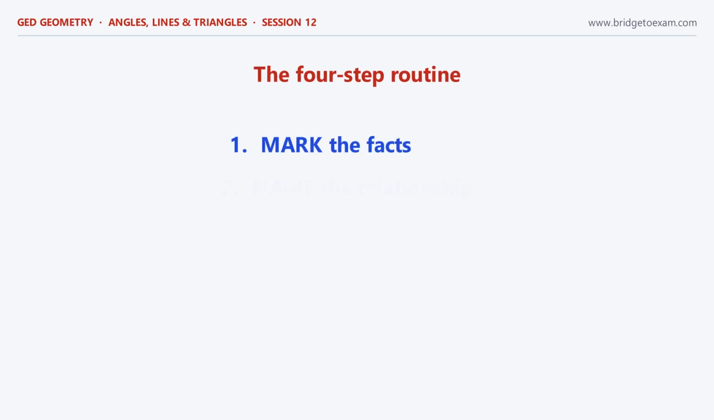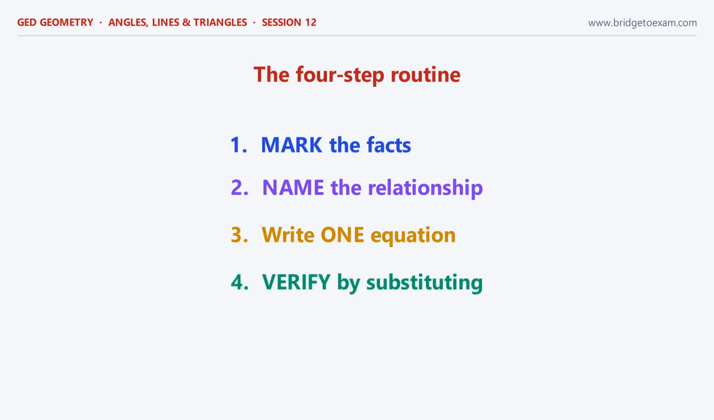Now, how do you use the toolkit under pressure? Follow this 4-step routine every time. Step 1. Mark the facts. Copy every given measure onto the diagram and mark anything equal, parallel, or perpendicular.